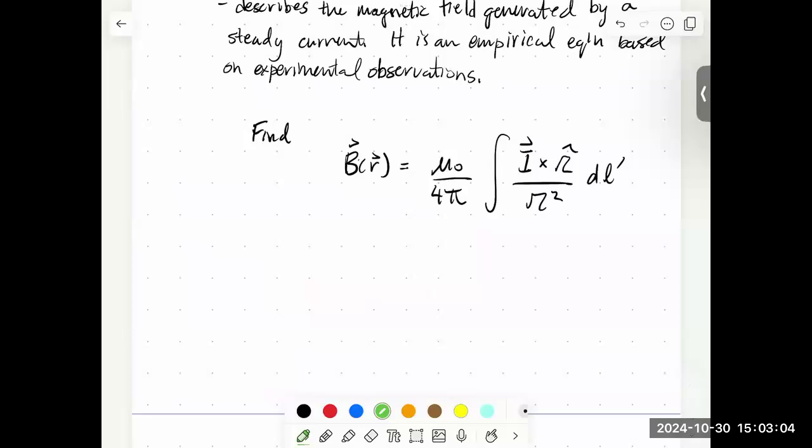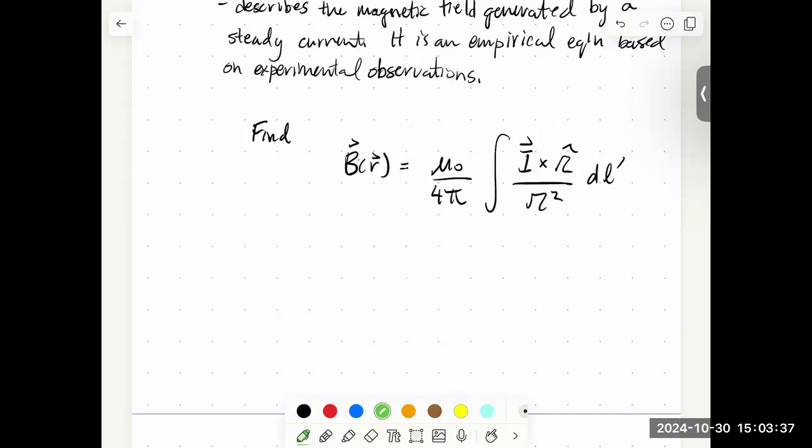The factor of the current tells us that if we double the current, we'd get double the magnetic field. So the field is proportional to the strength of the current. And then this DL prime says that this is all due to just the little segment DL prime. If we add up all the contributions from all the DL primes, we do that by integrating. Now we get the magnetic field that's due to the entire wire.